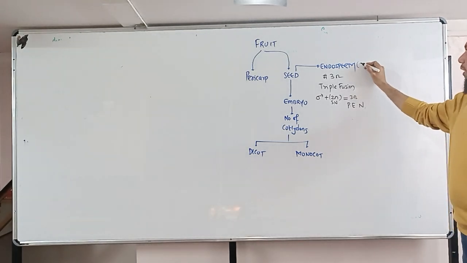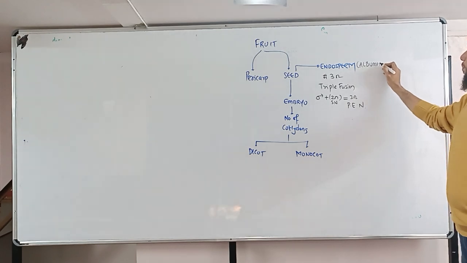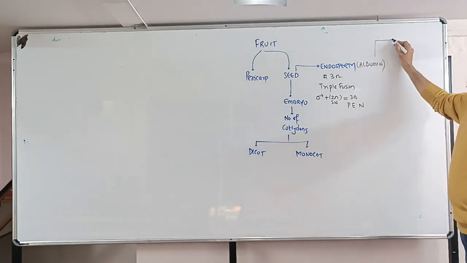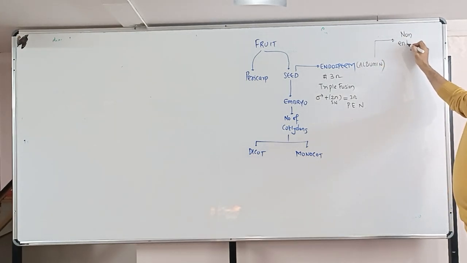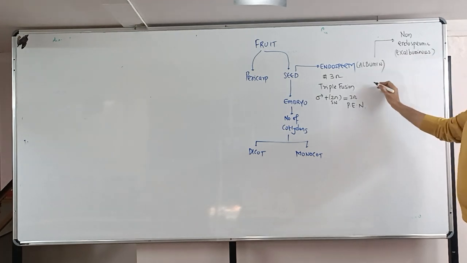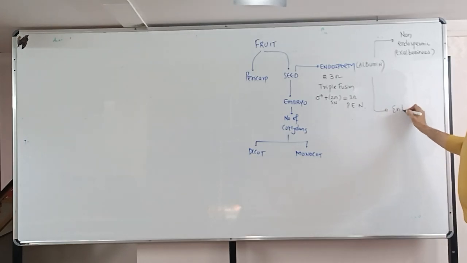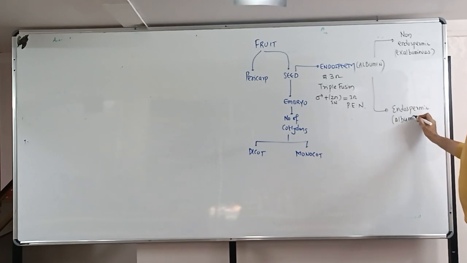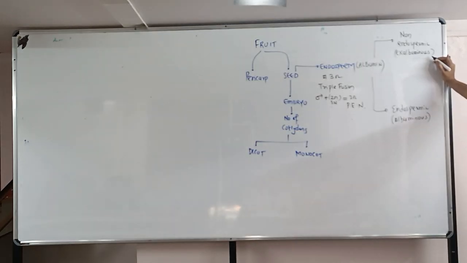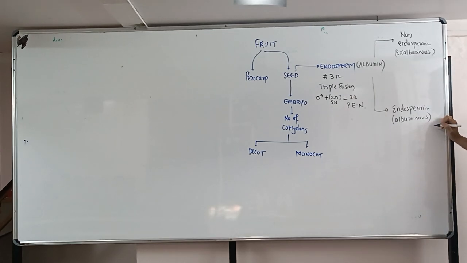Now, endosperm is also known as albumen. What do you call it? Albumen. Now there are two possibilities. That the seed is a non-endospermic seed, also known as ex-albuminous. Another type is called an endospermic seed or albuminous seed. So, what are the two types of seeds, which you know? Non-endospermic, that is exalbuminous. Endospermic, which is albuminous.